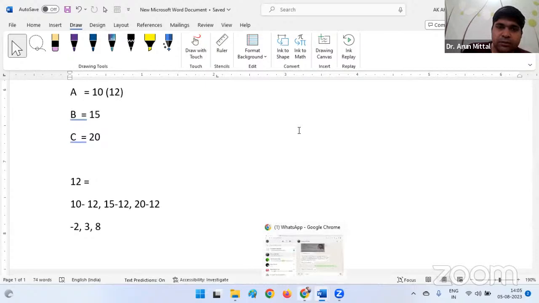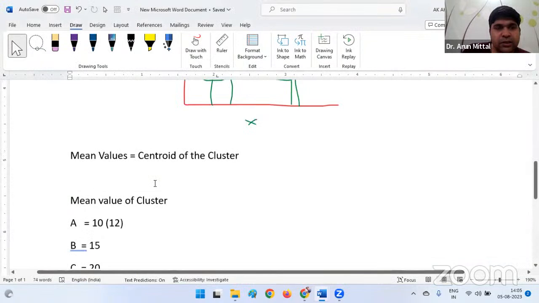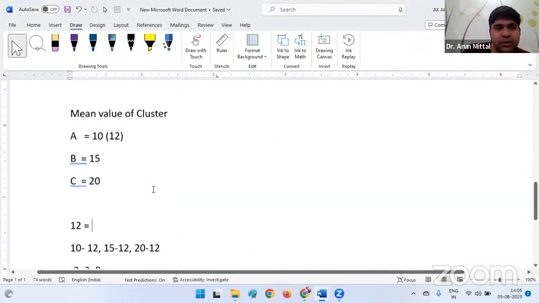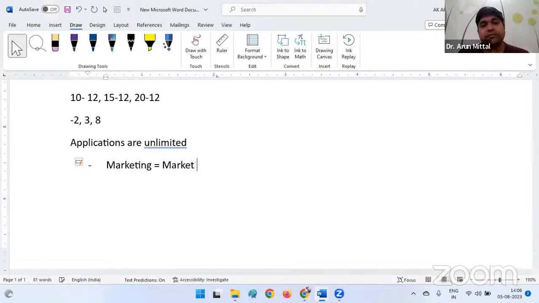Now coming to, I'm sorry, this is a different slide. Coming to the next point, what is the application of cluster analysis? Applications are unlimited. In marketing, it goes for market segmentation. In finance, it may go for investor segmentation.